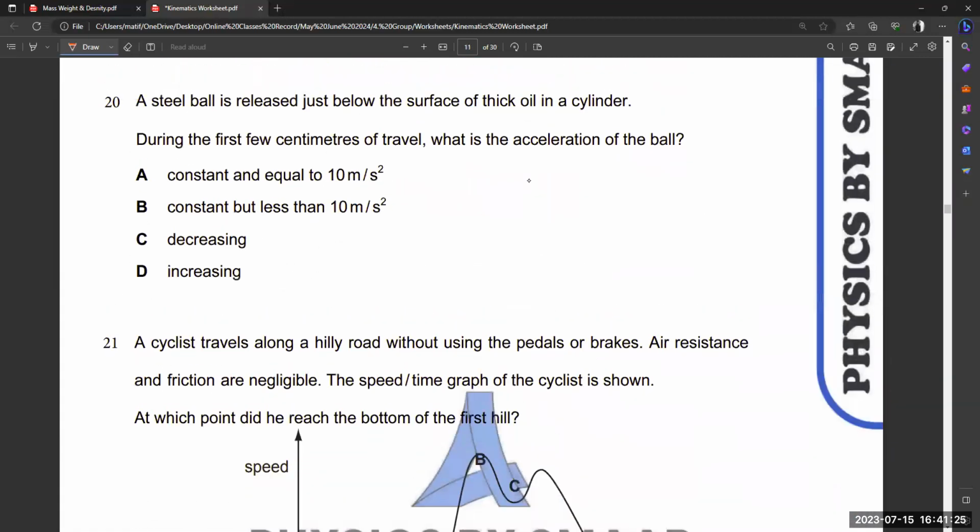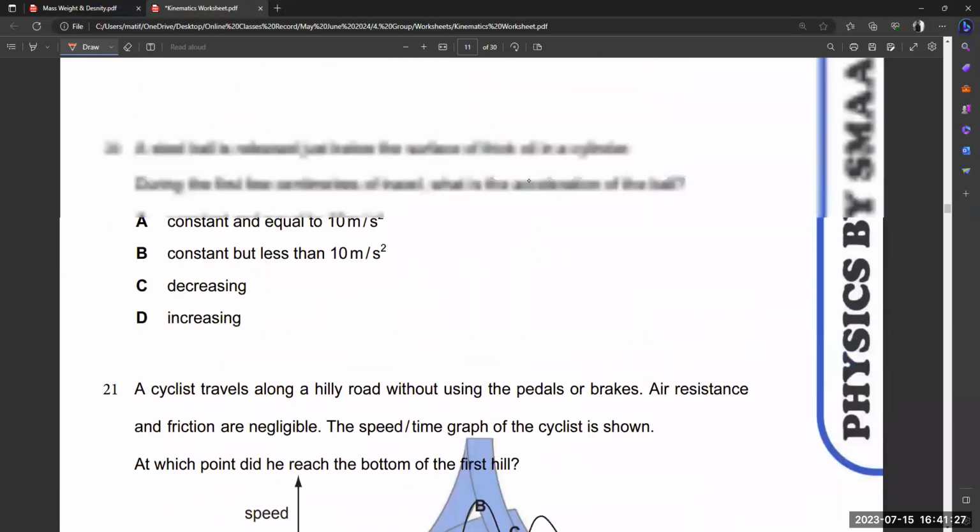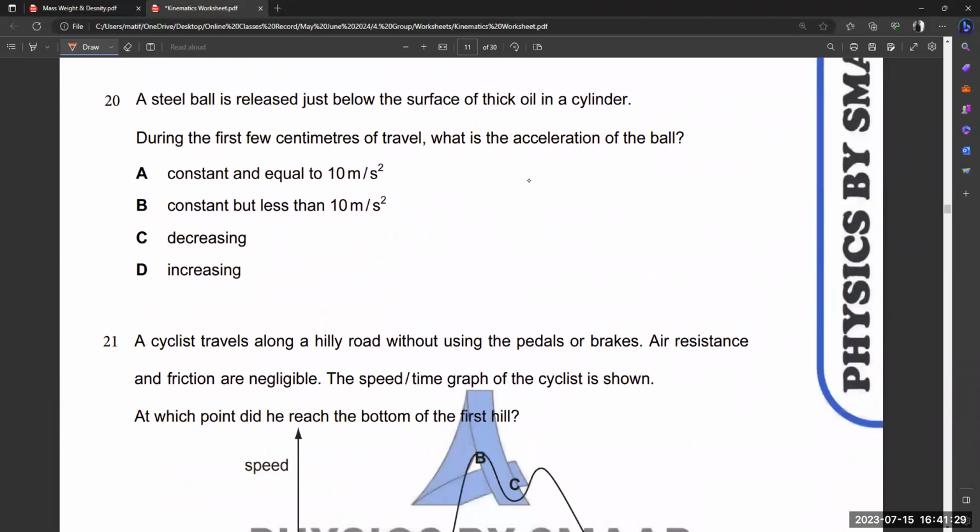Sir, do we rejoin? No. This is only because I want to complete this same topic in the same week. So that is it for the speed-time section.